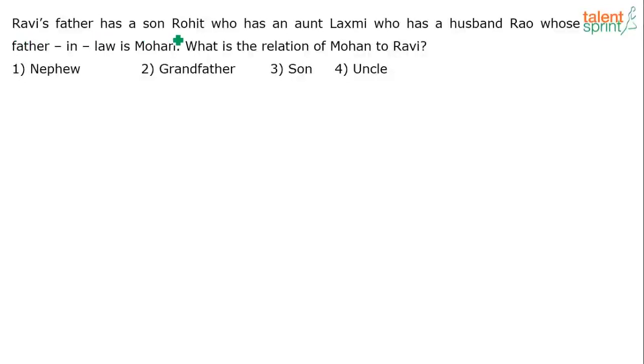Ravi's father has a son Rohit, who has an aunt Lakshmi, who has a husband Rao, whose father-in-law is Mohan. What is the relationship, or what is the relation of Mohan to Ravi? Now, if you see, in the whole question here, they have used terms like who, which always refers to the preceding person, right? Who, whose, and things like that. Who, whose, which refers to the preceding one.